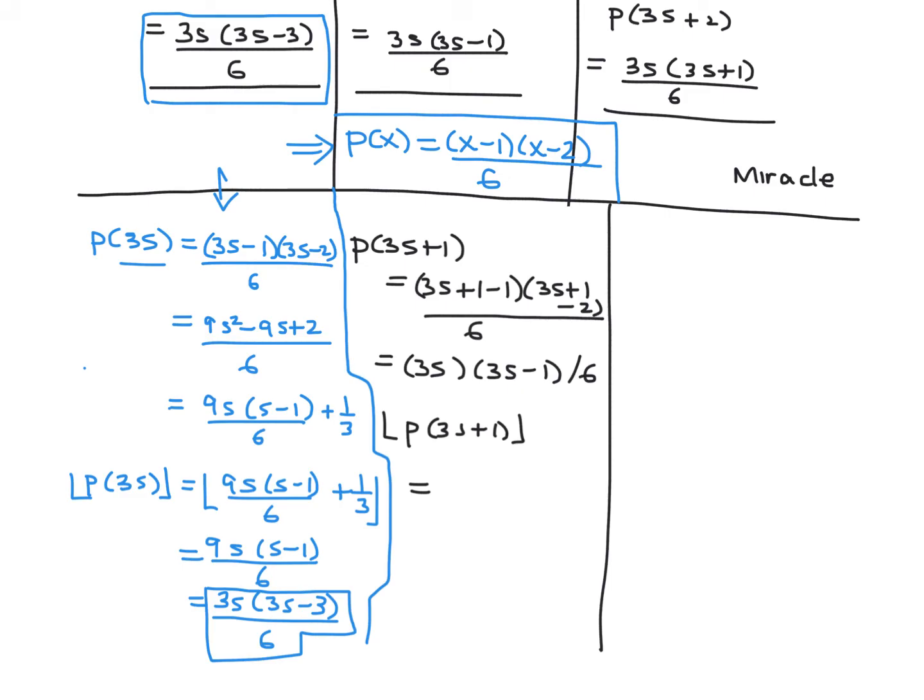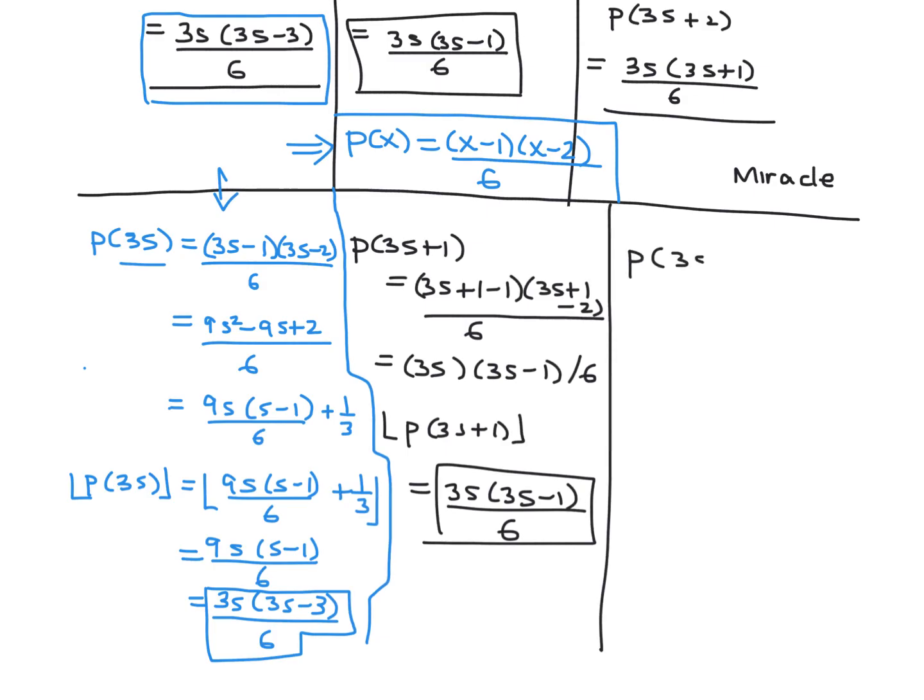Or actually, I think in this one there is no fraction. Yeah, because if we just take the floor of that, it's just going to be 3s times 3s minus 1 over 6. And that's exactly the same as this guy. Yeah. Okay, great. All right, so we have to do the last one.